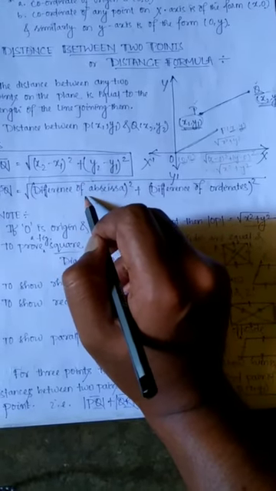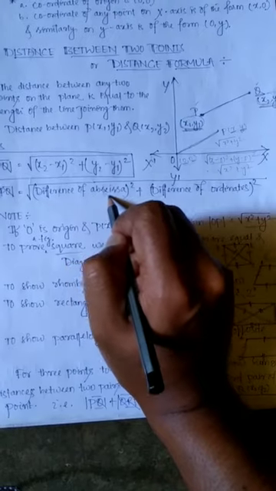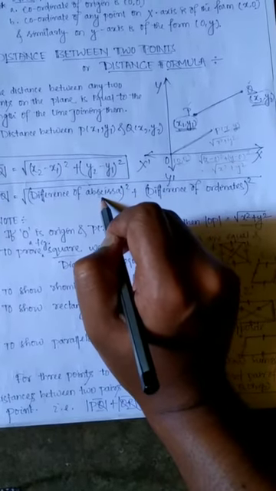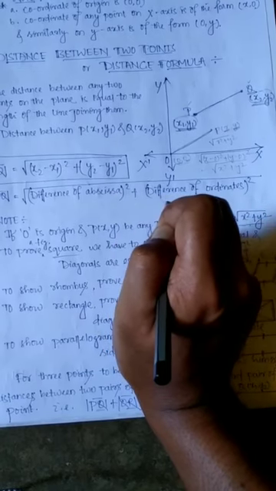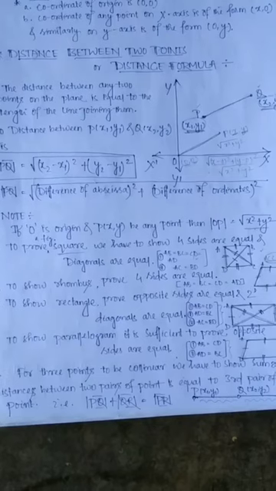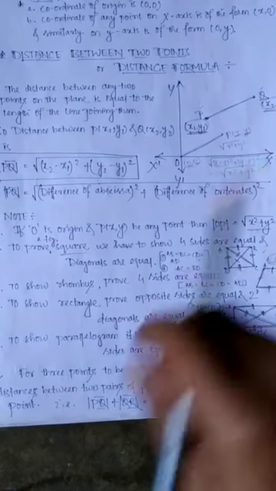So I have said that for any point, on the x-axis we can say that is the abscissa. So difference of abscissa square plus difference of ordinate square. Ordinate means the coordinate present on the y-axis.